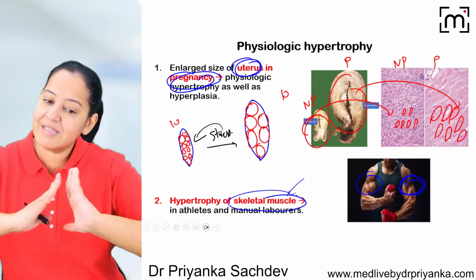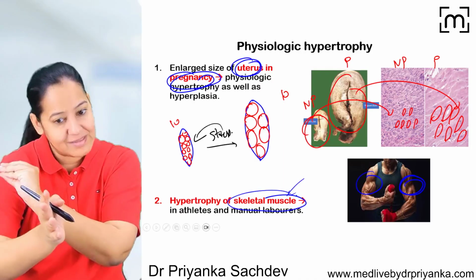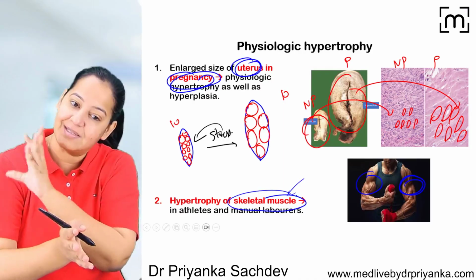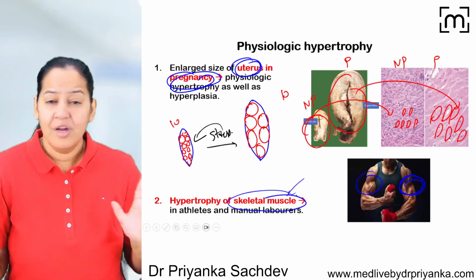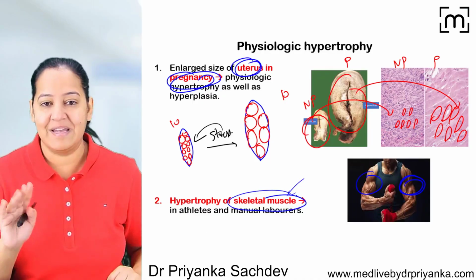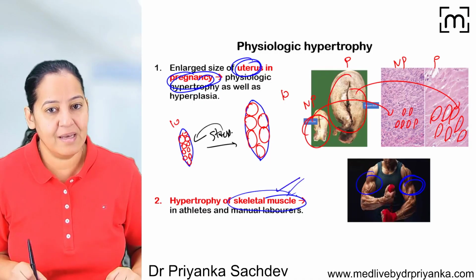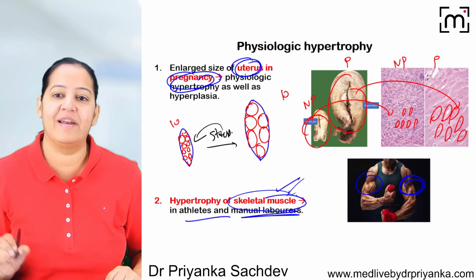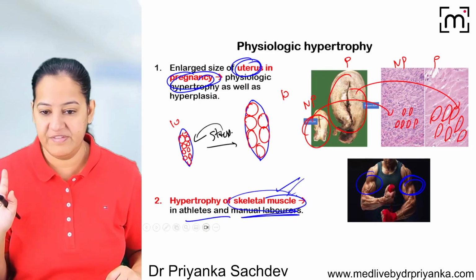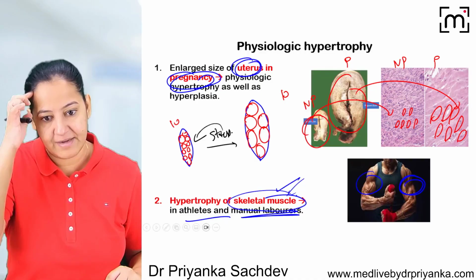Since the size of each cell is increased, the overall muscle size is increasing. This is the reason. You don't have to write the detail, it is for your understanding. Skeletal muscle during laborious work, in athletes, is an example of physiological hypertrophy. So the two examples are in front of you.